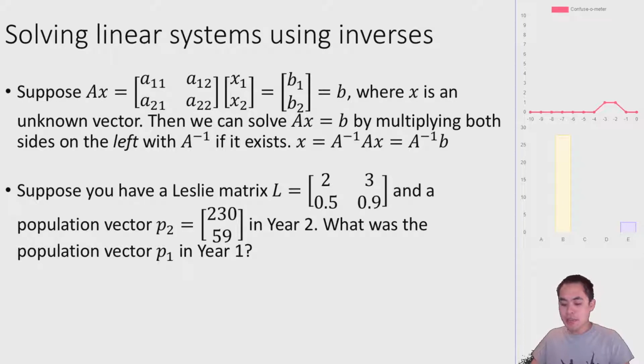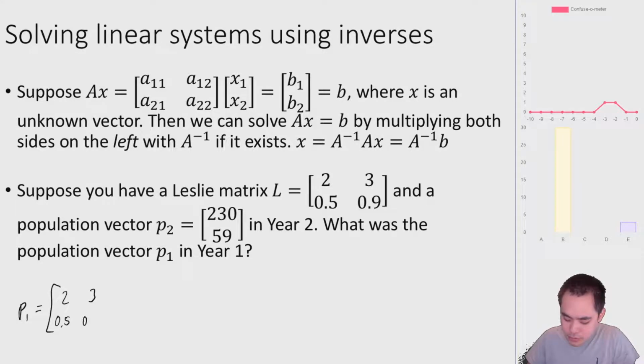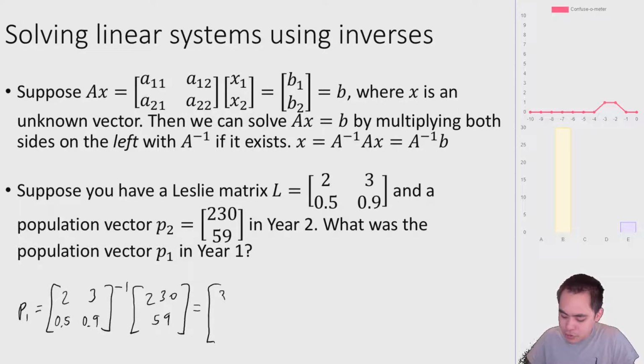If you have a Leslie matrix L equal to 2, 3, 0.5, 0.9, and the population vector 230, 59 in year 2, we can compute the population vector in year 1 by just multiplying. So the population in year 1 is equal to the inverse of 2, 3, 0.5, 0.9 times 230, 59, since that's P2. We calculated the inverse a moment ago: minus 3, 10, minus 5/3, and 20 over 3.